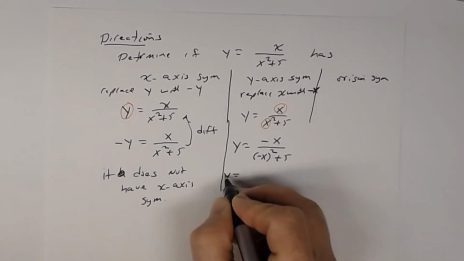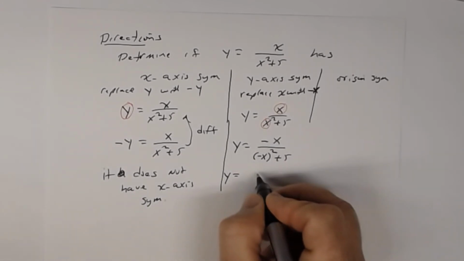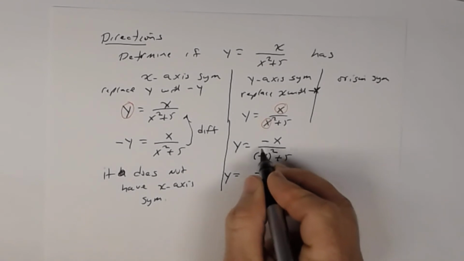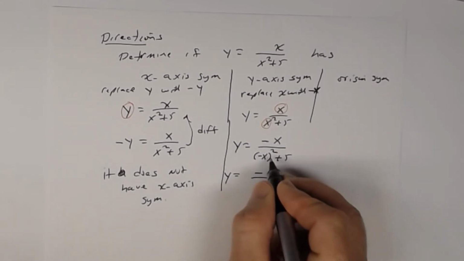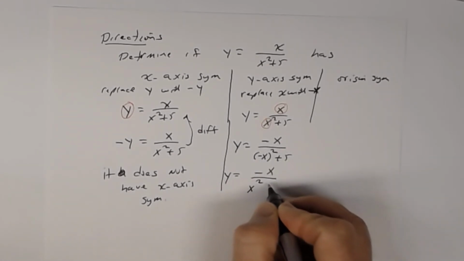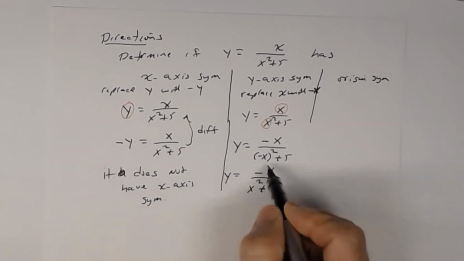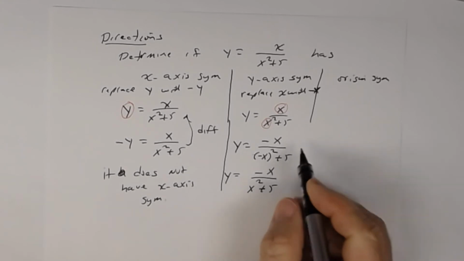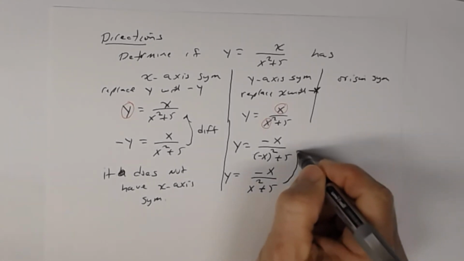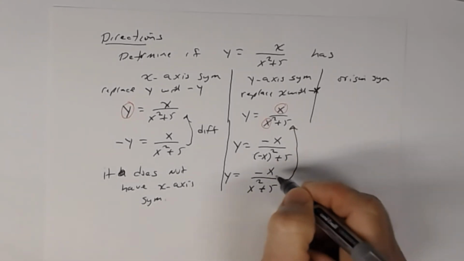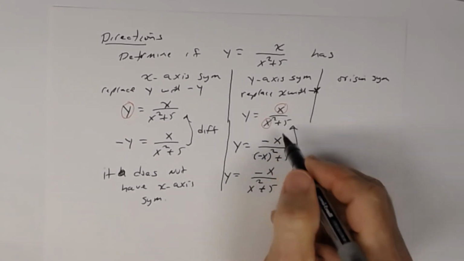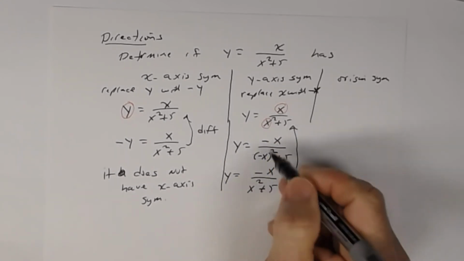Then simplify. Y equals negative x stays negative x, but all of you know that a negative x times itself is a positive x squared. So this right here becomes this. Now let's compare. Is this the same as this? They're not. The left-hand sides are the same, but the right-hand sides are different. In fact, those are opposites.